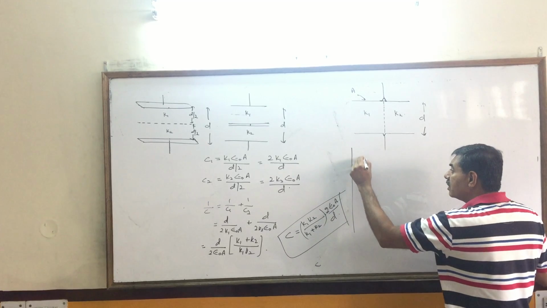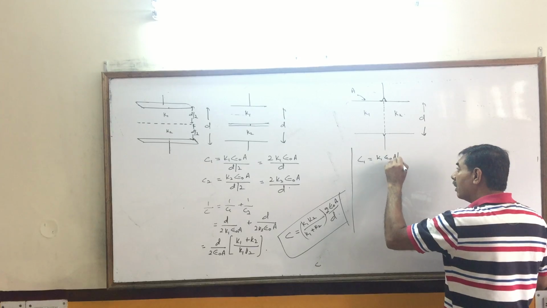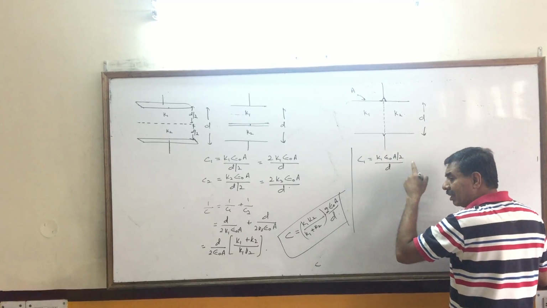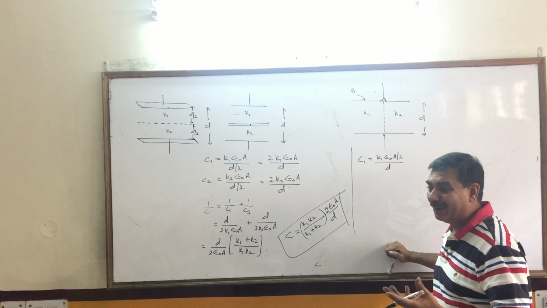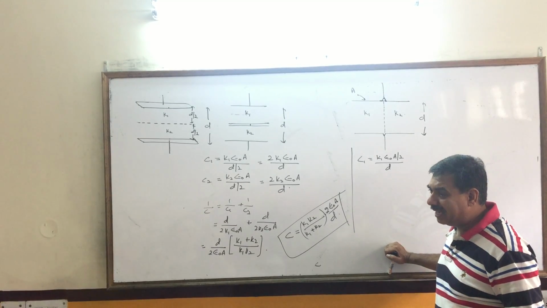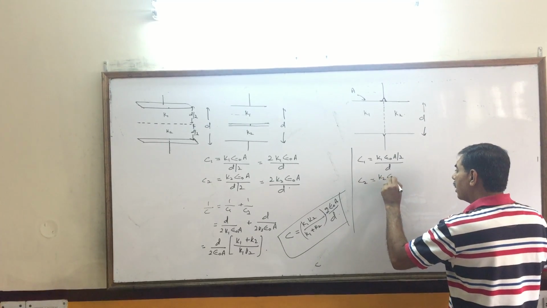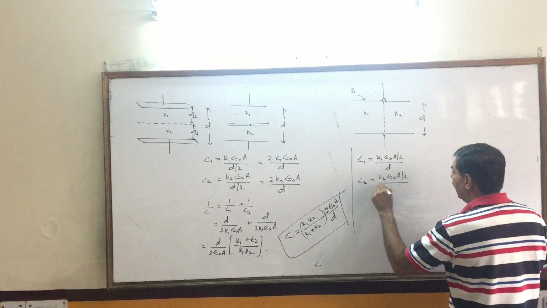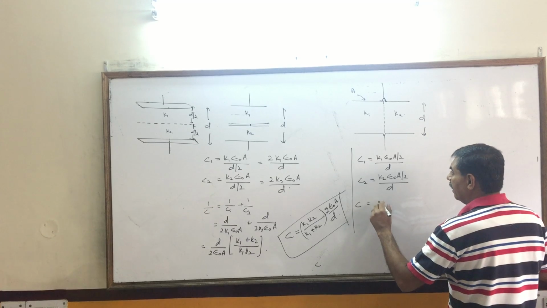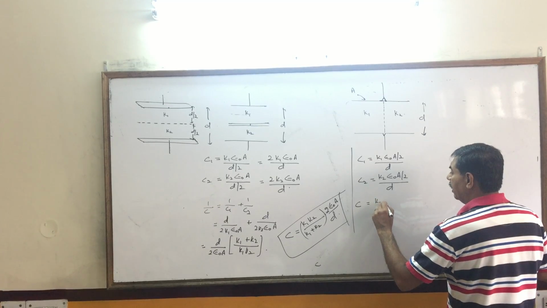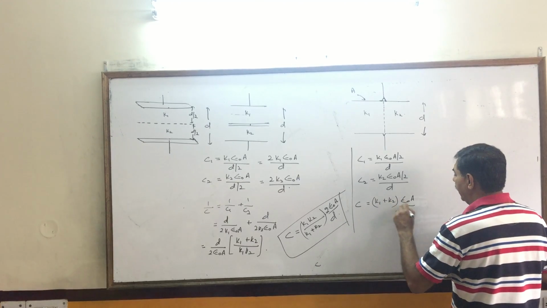Which makes C1 as K1 epsilon naught A by 2D. Look at the manner I have written A by 2. I have not written A by 2D. It would appear that D double हो गया. The plates' area is half. And C2 is K2 epsilon naught A by 2D, giving me equivalent capacity as two capacitors in parallel, which is K1 plus K2 epsilon naught A by 2D.